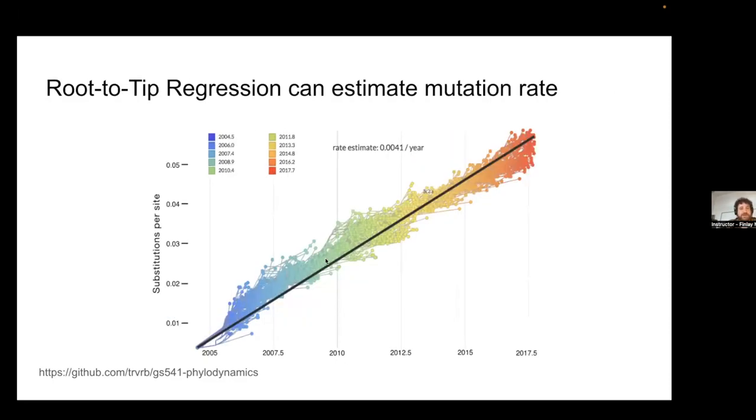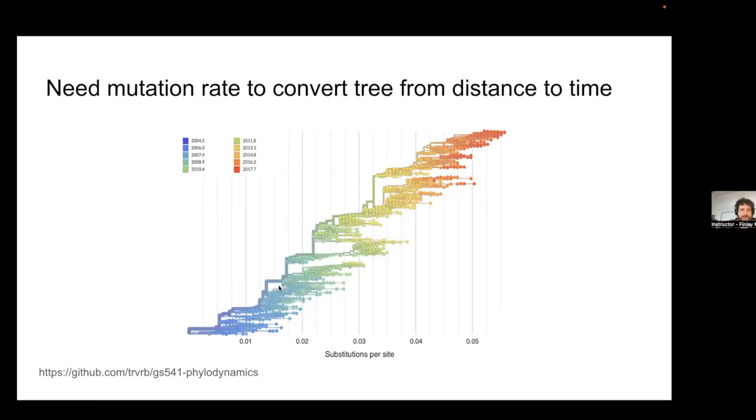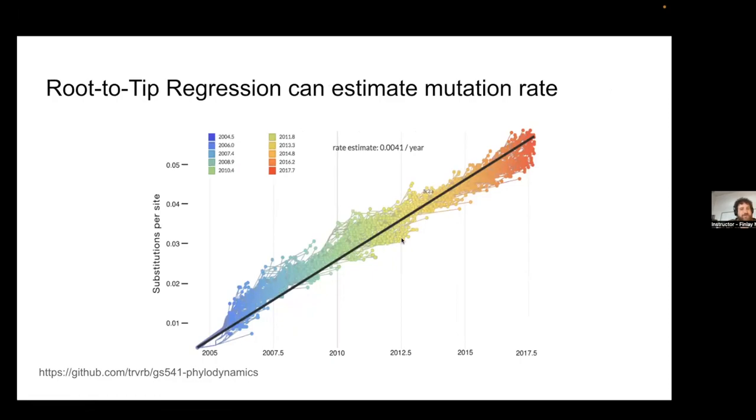So one of the ways we do this is something called root-to-tip regression. The idea here is we're taking the distance between all of these points and the root of the tree, all the way back here, versus the time when they were sampled, and we're making a scatter plot of them, right? So this is the distance from the point all the way back to the beginning of the tree, and this is the sampling time.